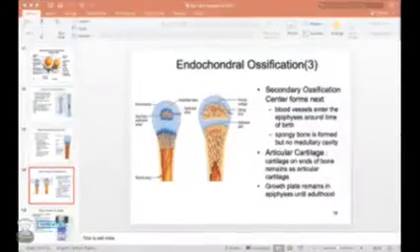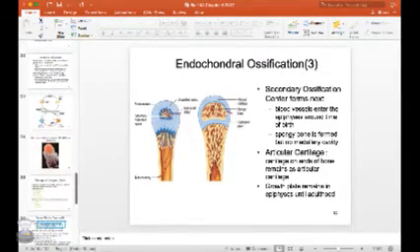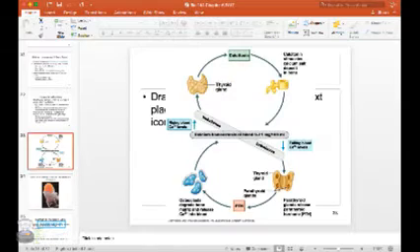Okay. Calcitonin and PTH for bone remodeling. Cool. I can do that. Bone remodeling. Okay, I'm actually going to start right here.